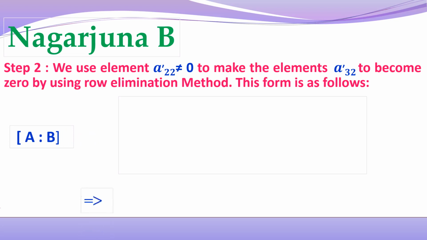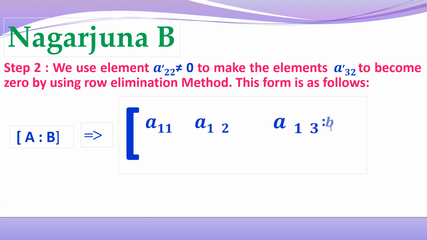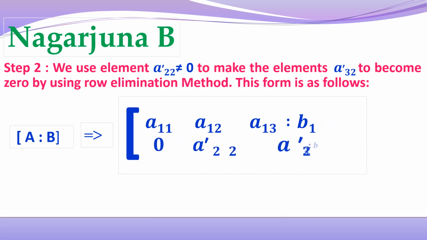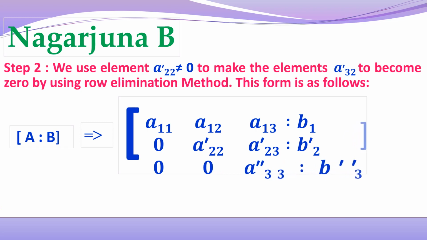Augmented matrix equivalent: A11, A12, A13 colon B1; 0, A22, A23 colon B2; 0, 0, A33 colon B3. And you can observe we have made A32 become 0, whereas the first row and the second row will not have any changes, whereas the third row will have changes.